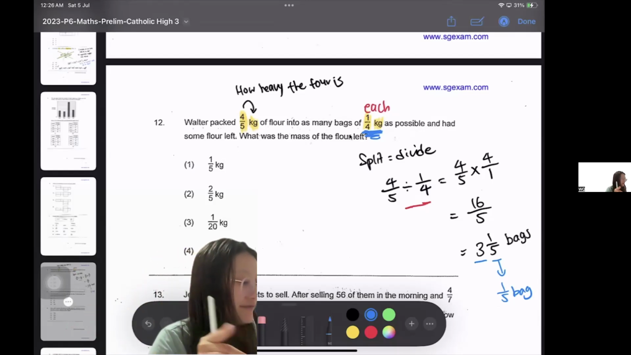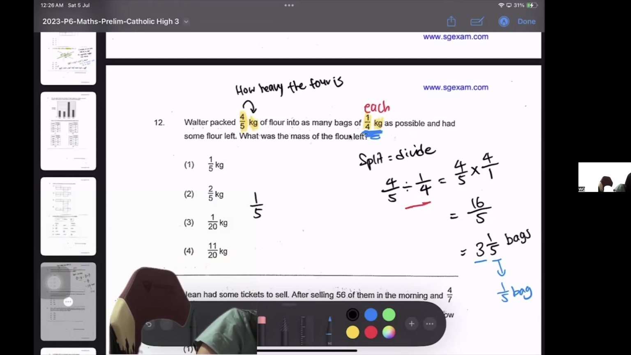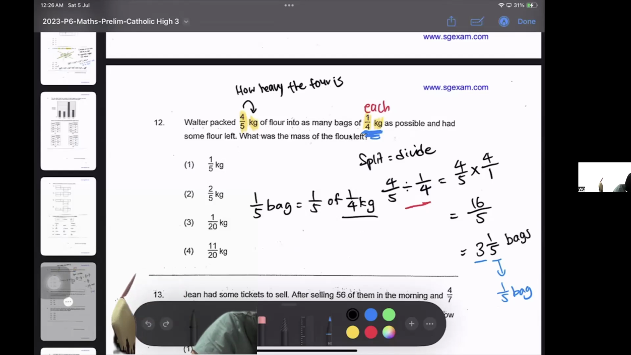Let's do the first way first. The first way is: what is 1/5 of the 1/4 kg? So 1/5 of a bag is the same as, because one bag has 1/4, the same as 1/5 of 1/4 kg, because 1/4 kg is the bag. It's the amount in each bag.